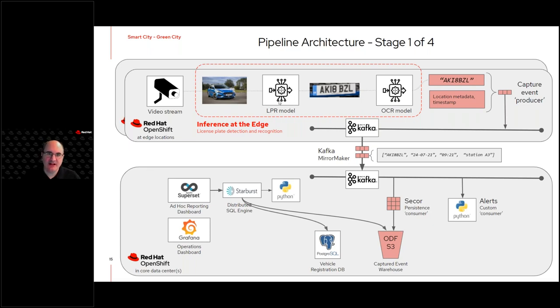license plate recognition model. This is the first stage model that will extract the image of the license plate. Then there is another model that will extract, you know, the license plate number itself. And with the added data, the location and the timestamp, this is an event that we are going to send to a topic in Kafka. So we have an instance of Kafka running at our edge locations, and we are sending this data here. Okay. We will use this feature, this Kafka Mirror Maker, to transfer the data from our central location to another Kafka instance at the core.